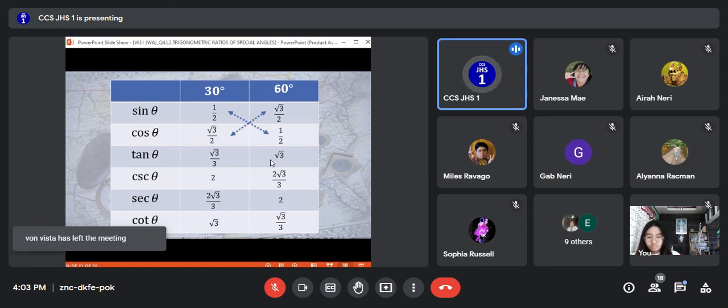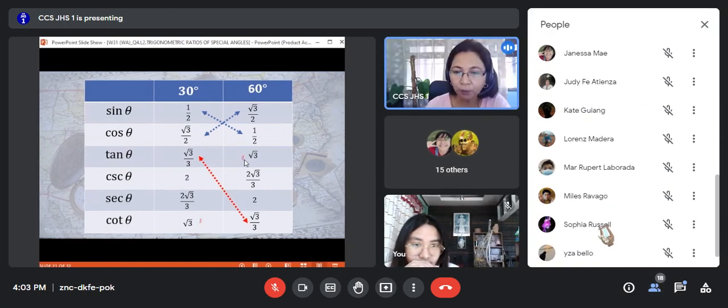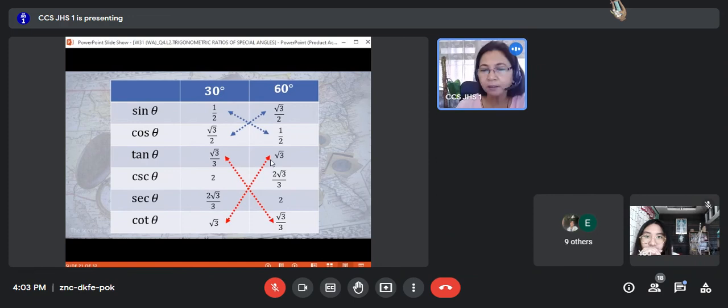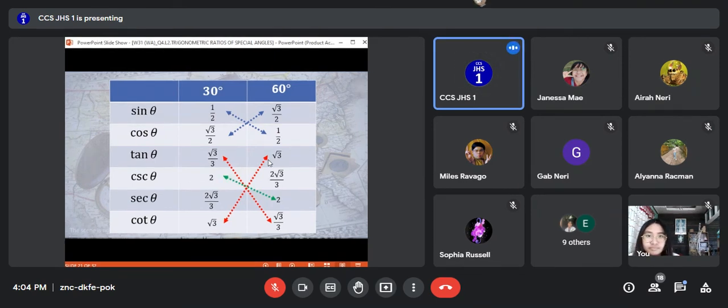Also, tangent 30 is equal to cotangent 60. Cotangent 30 is equal to tangent 60. Cosecant 30 is equal to secant 60. And last, secant 30 is equal to cosecant 60. Okay? Memorize this one.